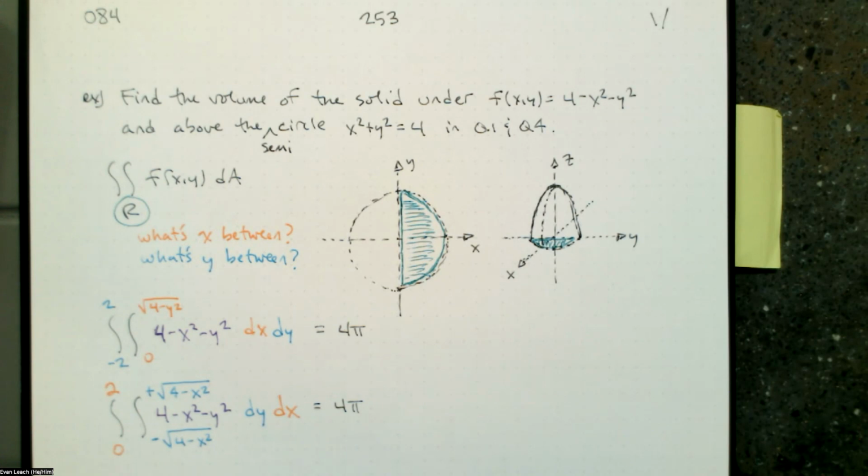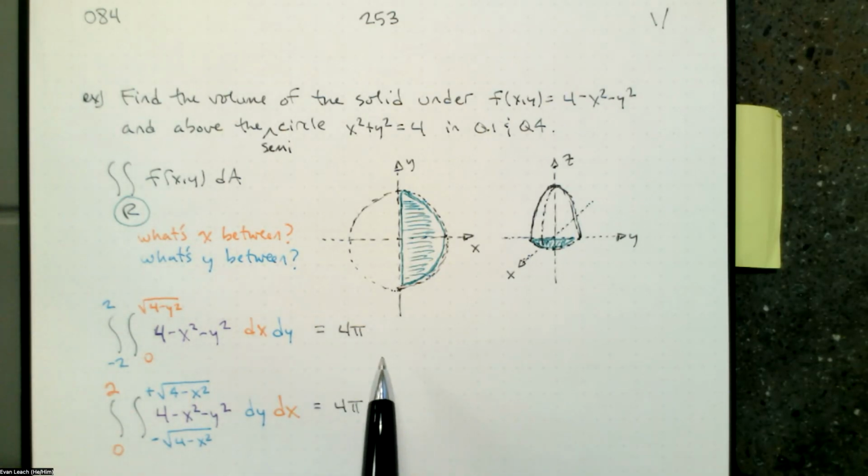Getting the volume, of course, was the least important part of the problem. We could have just looked up what this volume was. I'm sure someone has done this problem before. Knowing that the volume is 4 pi, not the issue. Setting up the double integral, understanding height above the xy plane, what's x between, what's y between, that was the point of the problem. So here's what we want to do today.